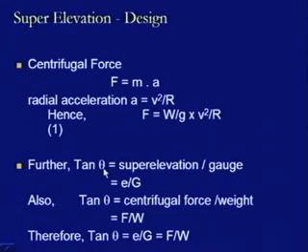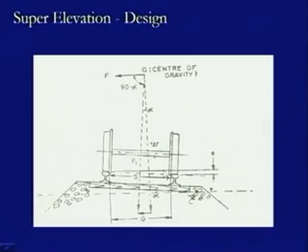When we take the tan of this angle theta, it is nothing but the superelevation divided by gauge. So, if we take the tangent of this, it is the superelevation value E divided by gauge. Gauge is taken in this direction, that is G. So, E divided by G is nothing but tangent of alpha. Similarly, on this side, tangent alpha is nothing but the centrifugal force divided by the weight, so F divided by W.